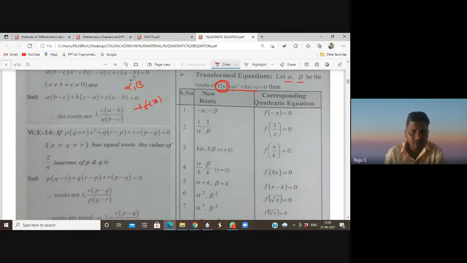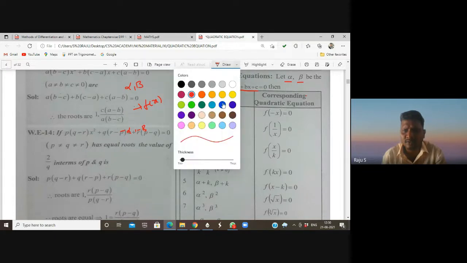See students, I'm repeating once again. Alpha comma beta are the roots of f of x. Then minus alpha, minus beta are the roots of which equation? f of minus x is equal to 0. You may get doubts, sir, how can we take this? Simple, students. It is very simple.